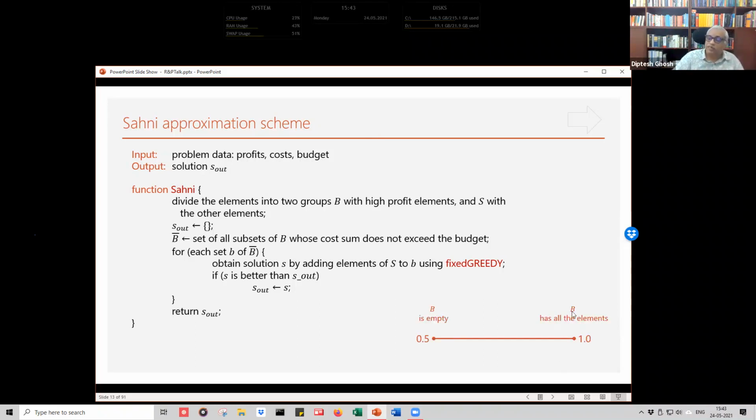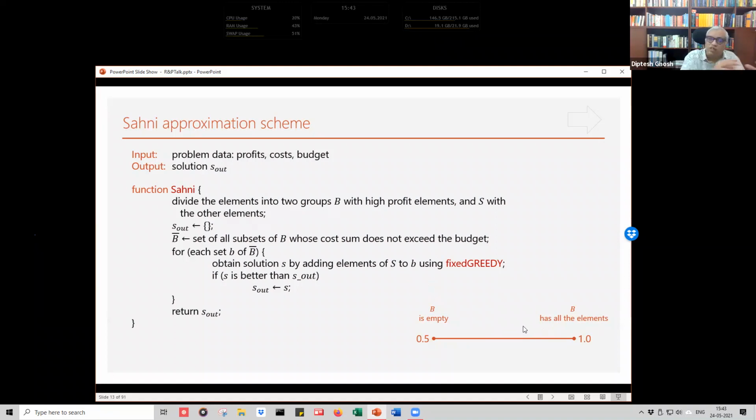Okay, if B has all the elements, then your performance ratio is 1. You always get the optimal solution. If you have almost no time, then you keep B empty, in which case you will just get the solution from fixed greedy, and your worst case performance ratio would be 0.5. Now, the more time you have, the more elements you keep in capital B, and the more you move from here to here.